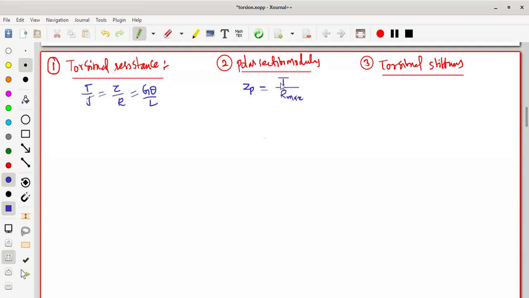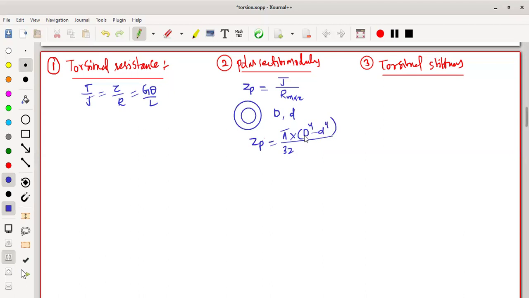So it is a formula, and it can be calculated for any cross section. Let us consider the hollow cross section. The outer diameter is capital D, the inner diameter is small d. So how is the ZP going to be? ZP is equal to the polar moment of inertia J, which is pi by 32 into capital D to the power of 4 minus small d to the power of 4, because it is a hollow section, divided by R maximum.